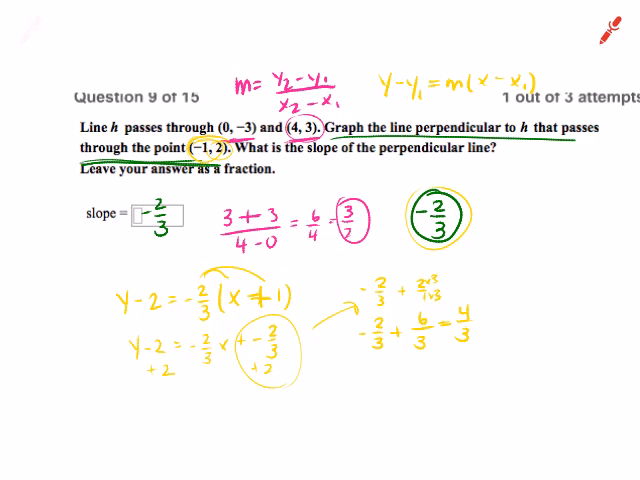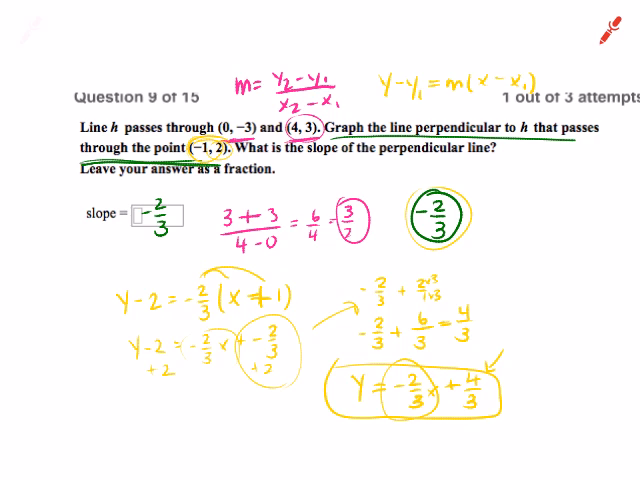So the equation for the perpendicular line is going to be y equals -2/3 x, which is right here, plus 4 over 3. So this is what you're going to use to graph. Remember, this is your y-intercept, and this is your slope right here. So that'd be down 2 over 3.